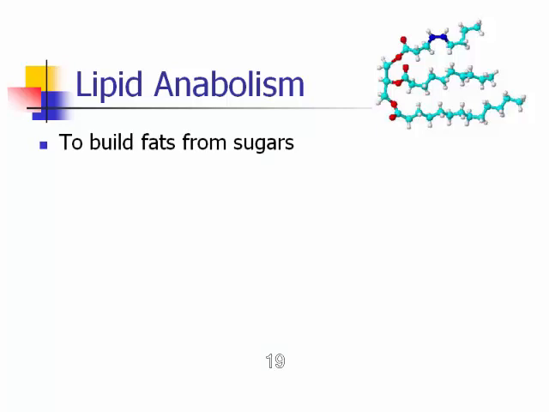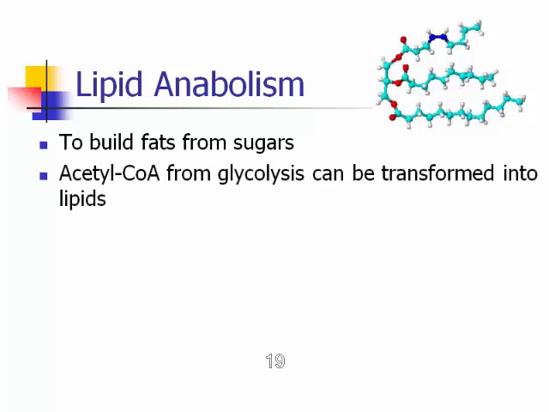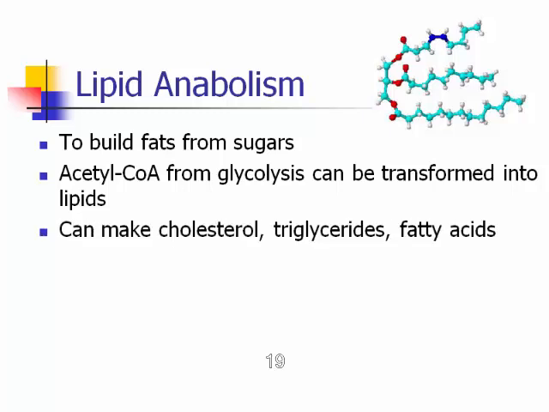To build fats from sugars is lipid anabolism. And the way it works is acetyl coenzyme A from glycolysis can be made into fat. Did you know that? You can actually take sugar and make it into cholesterol, triglycerides, and fatty acids. Amazing! This is called lipogenesis.